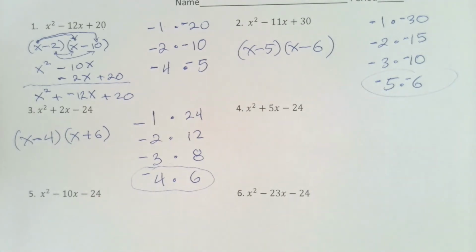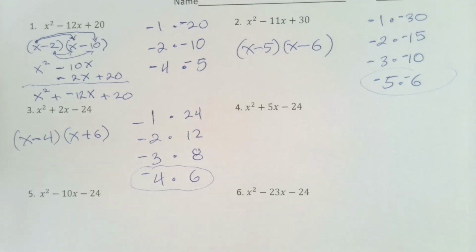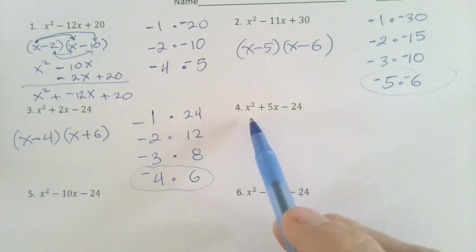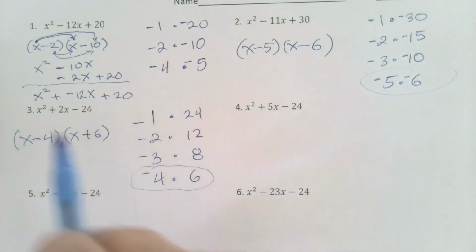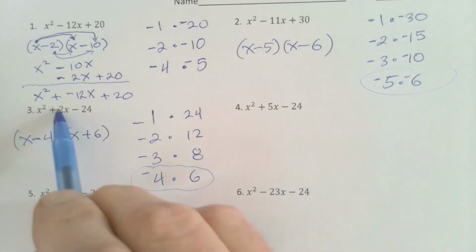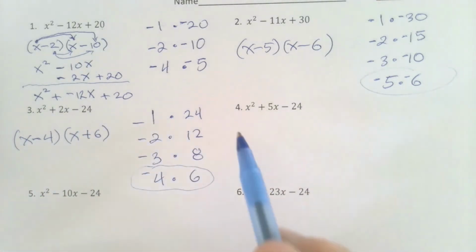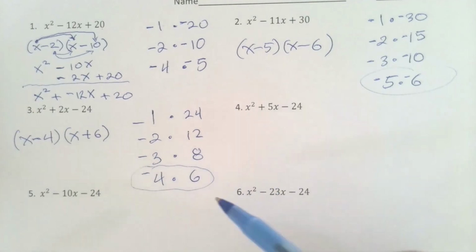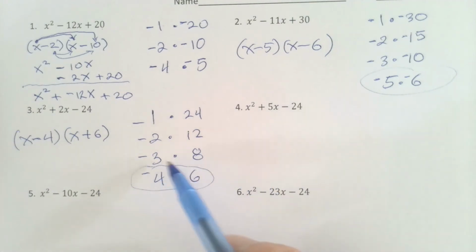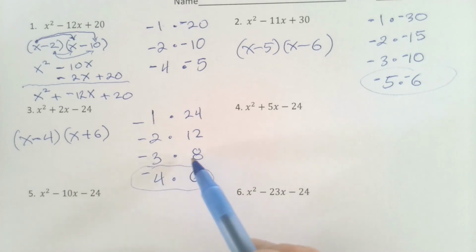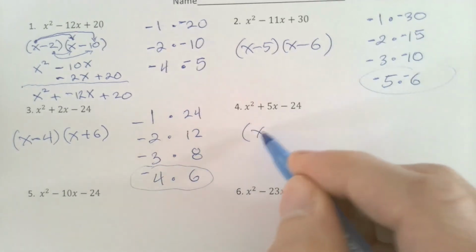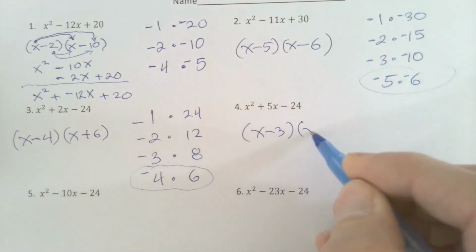Now, while we're at it, take a look at problem 4. It's got the same setup. It's got the x squared. It's got a positive number in the middle, and it ends with a negative. So this is exactly the list you want to use for problem 4, except instead of these two, you're going to pick the 3 and the 8, the negative 3 and the 8. This is going to factor like x minus 3 times x plus 8.